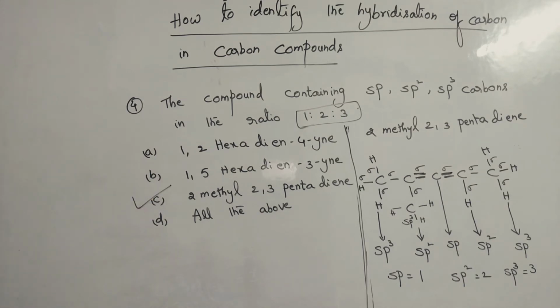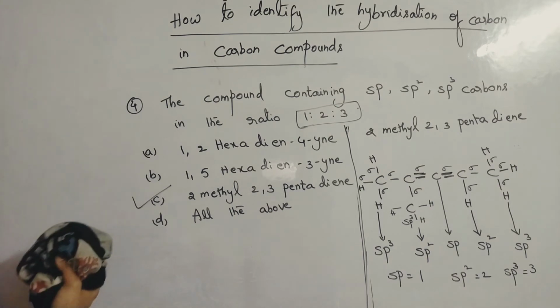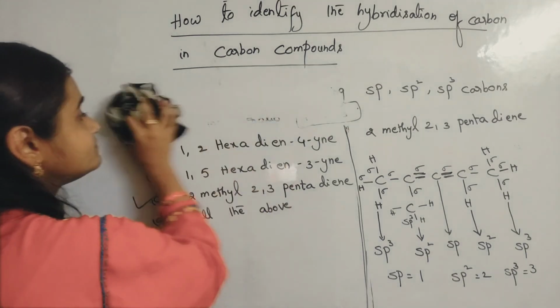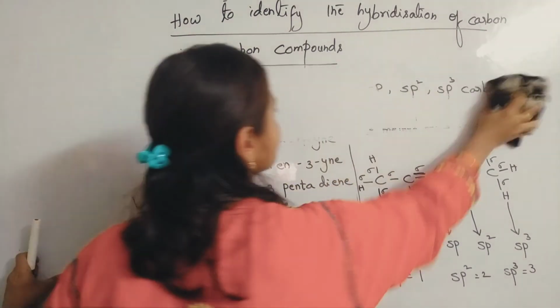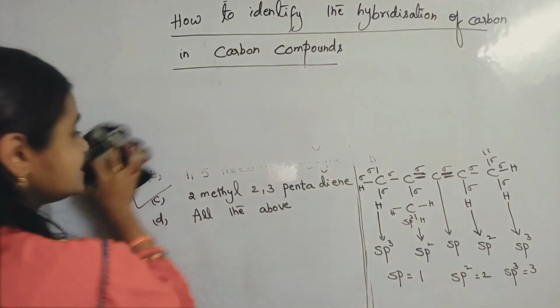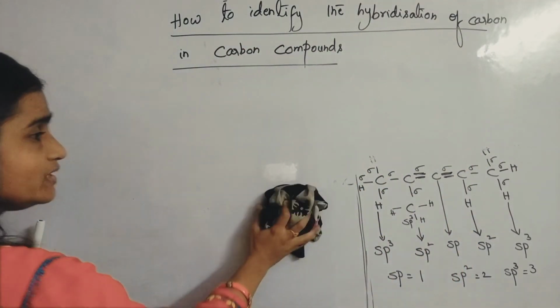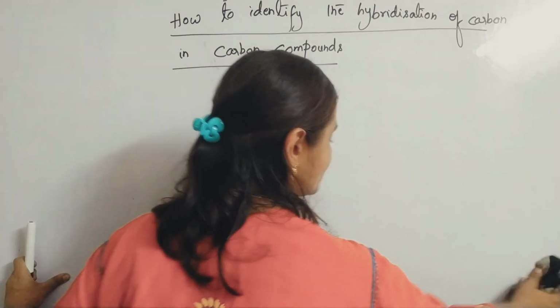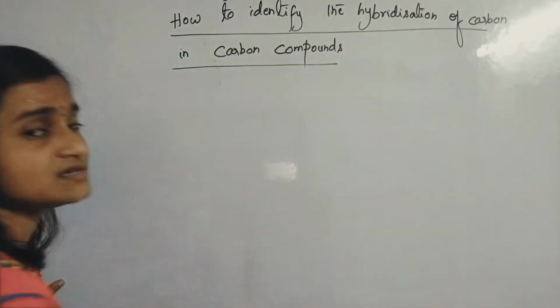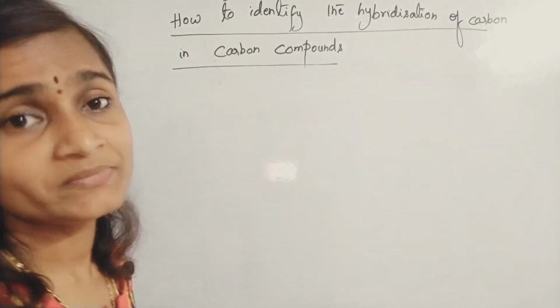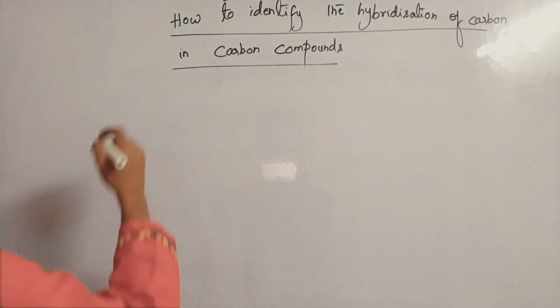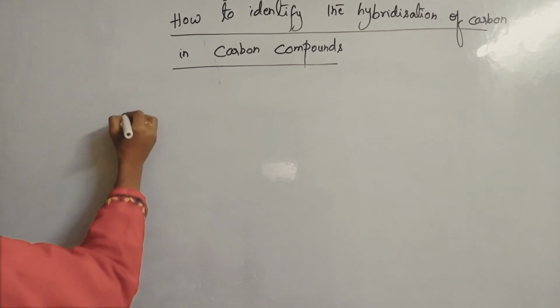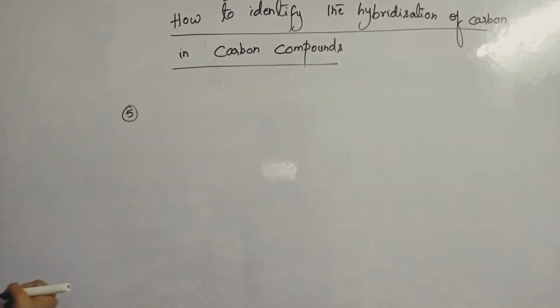Question number 5. Hybridization, the concept is easy to apply, but if you miss anywhere, the whole of your answer will go wrong. That is the problem. So practice is needed and time management is needed. We'll go for one more last question.